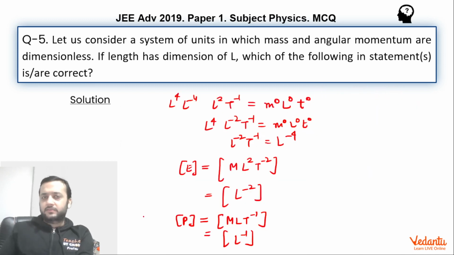So again, as I said, this was a simple question, but it was novel in the sense that not many times in previous years was this type of question asked from dimensions. So in that sense, it was slightly novel, but overall the question was easy.